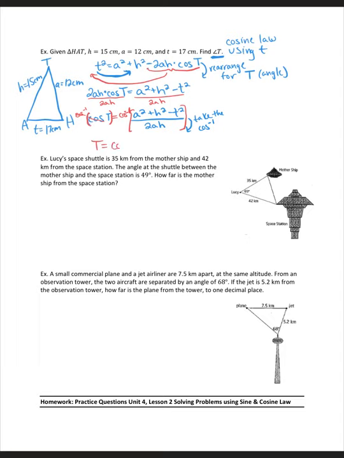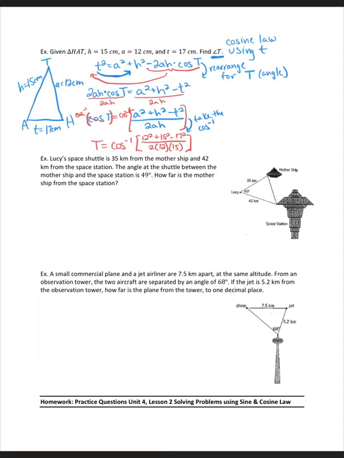You're just left with t is equal to the cos inverse of a squared plus h squared minus t squared. So let's go ahead and plug in some values because we're running out of room. So a squared is 12 squared plus h squared, 15 squared, minus my t squared, which is 17 squared, all over 2 times a, which is 12, times h, which is 15.